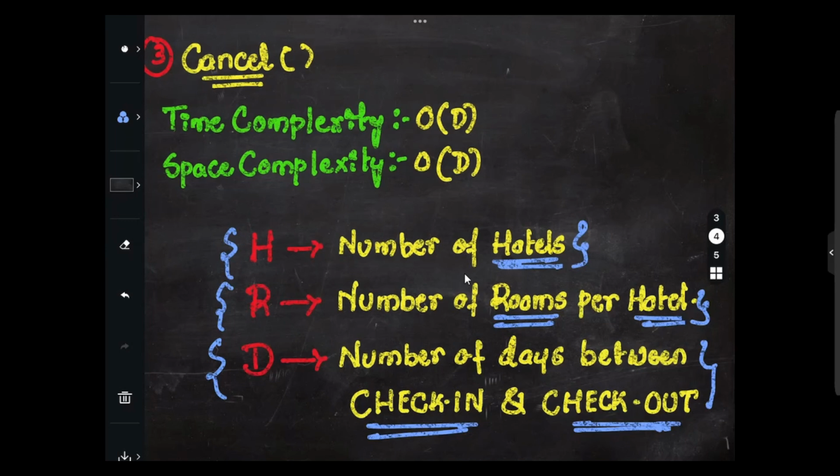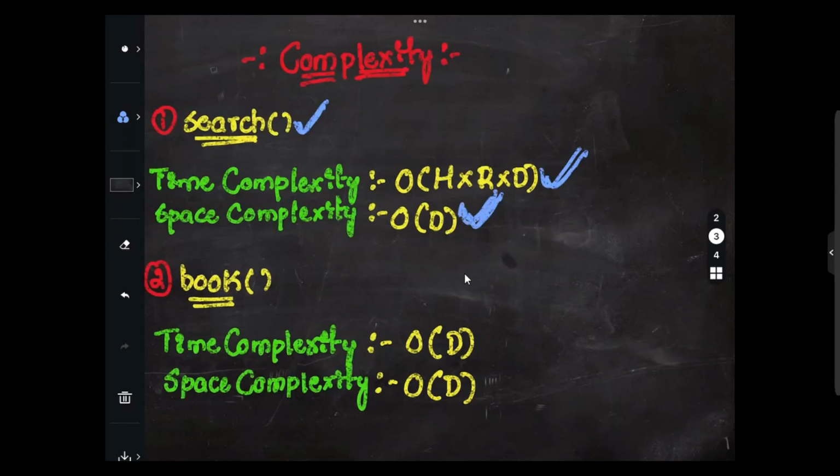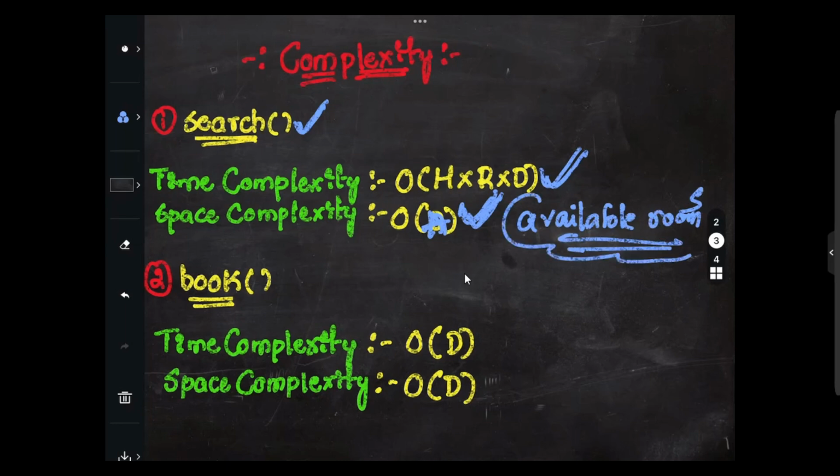So the space complexity here, I wrote O(D), the number of days between check-in and check-out, but it is about the number of available rooms in this case, right? So this has to be A, not D. Yeah, this is wrong actually. I have written it wrong. Sorry. The space complexity for the search has to be O(A), because it is based on the number of available rooms. So just change this one. A is the available rooms basically.